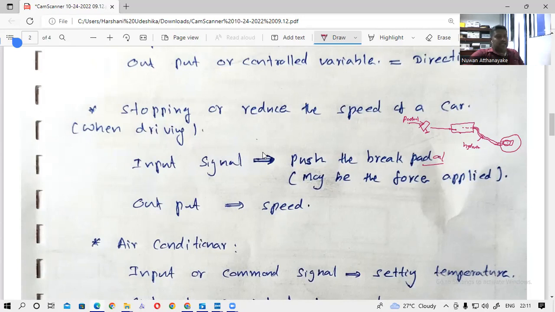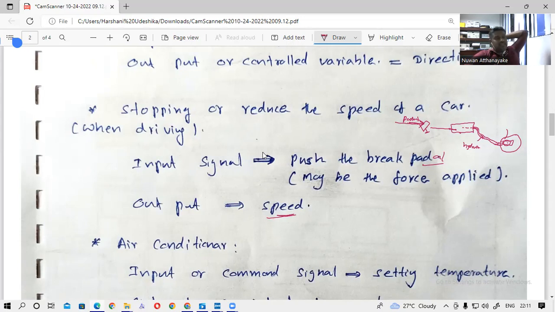So you can see that the input is the force to the pedal, and output is the force to the wheel by the brake pad. And that force also will reduce the speed, so you can also realize the output as speed. Both are correct, so you can identify this in many ways.